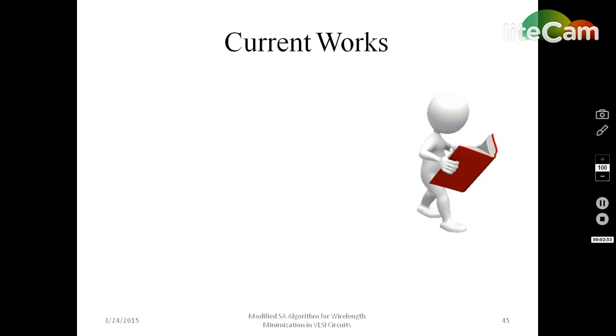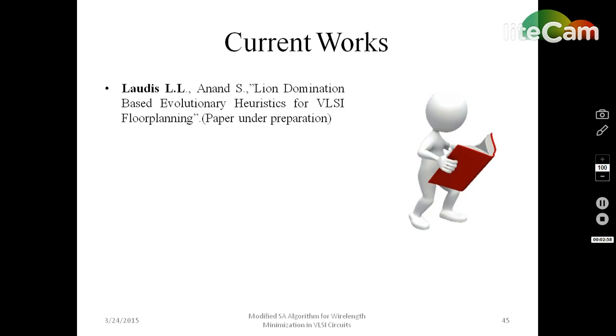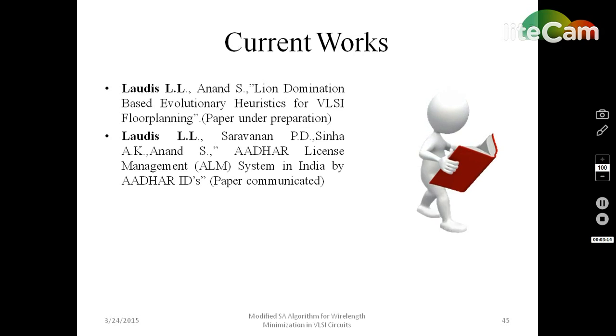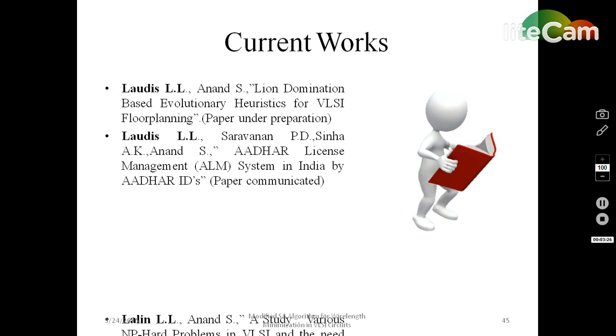Here are some of my current works that I am working on right now. This is a land domination based evolutionary heuristics for VLSI floor planning. This is a purely evolutionary algorithm, a bio-inspired evolutionary algorithm, which is completely based on some of the behaviors of lion, and it could overcome the past research works. This paper is under preparation. And next is the Aadhaar license management system in India by Aadhaar IDs. It is a novel license management system which employs the Aadhaar IDs, which is the unique identification number, and this paper has been communicated for review.